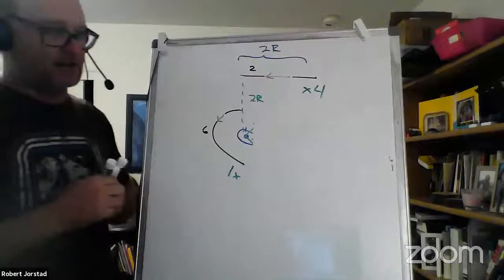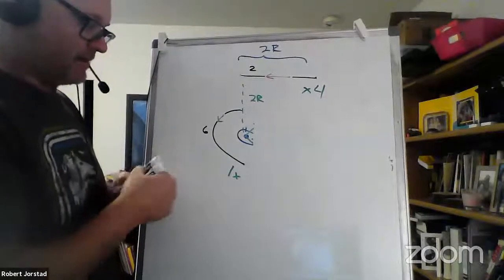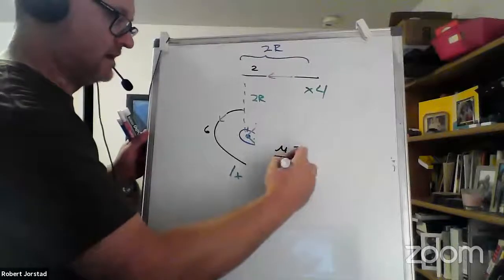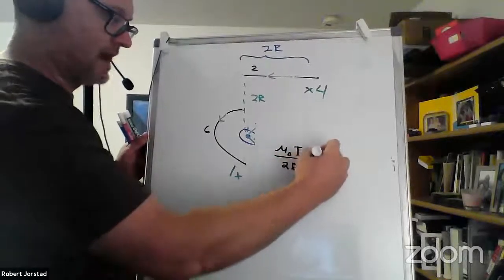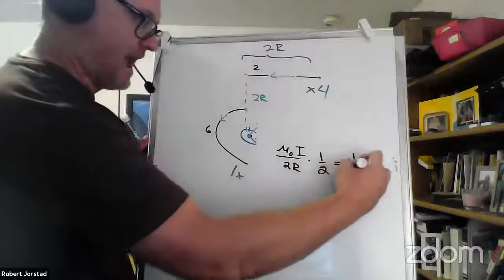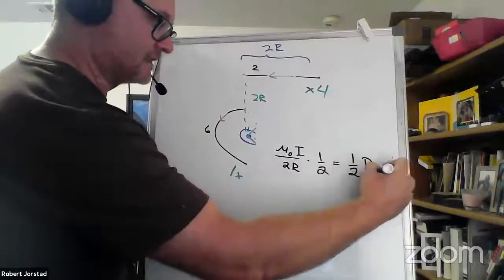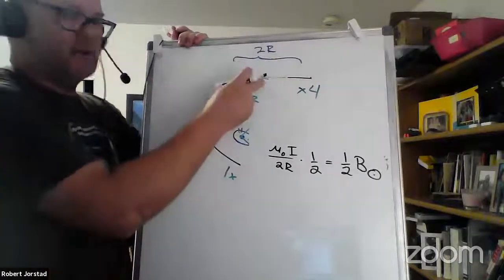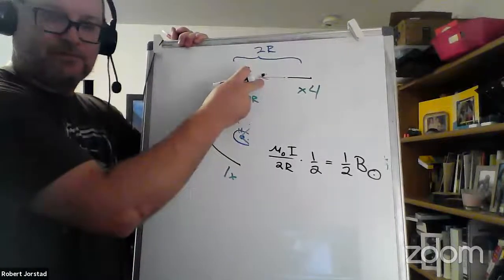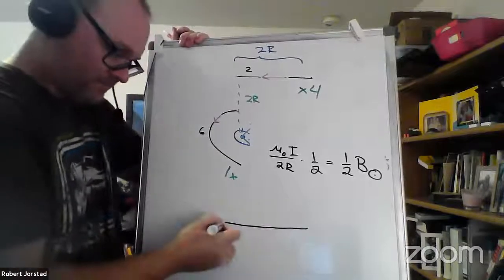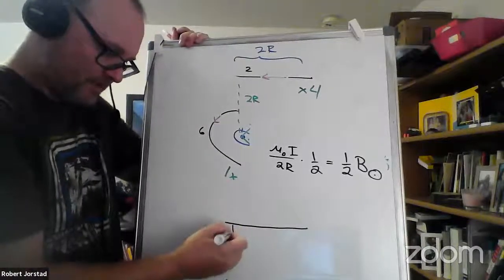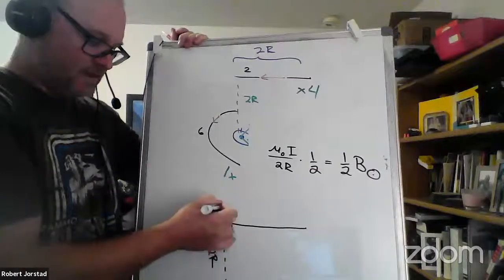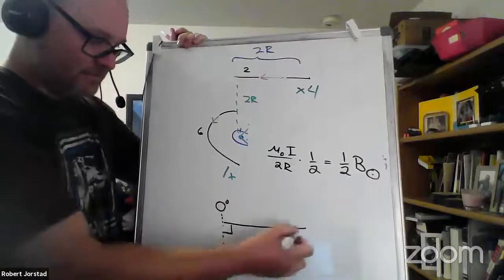Now, to do these integrals, I know that this one right here is just mu naught I over 2r times 1/2, because it's half of B at the center of a circle. So now I only have one integral to do. Let's figure out this one. Here's my perpendicular bisector. This distance is 2r. This angle is 0 degrees.